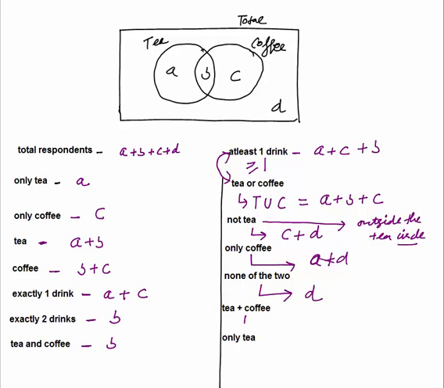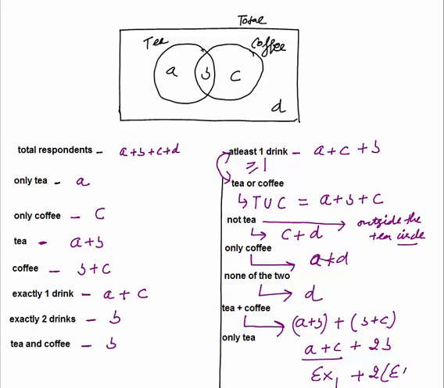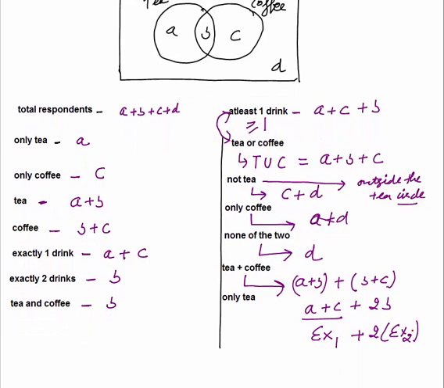Very important, tea plus coffee. What will be tea plus coffee? It means that we need to count all the values of tea plus all the values of coffee. So all tea means A plus B, plus coffee means B plus C. So when I say tea plus coffee, it means A plus C plus twice of B. What does this formula become? A plus C means exactly one drink, and 2B means twice of exactly two drinks. Exactly two drinks means the number of people who like both the drinks. So this formula will be: tea plus coffee equals exactly 1 plus twice of exactly 2, in two variables Venn diagram.